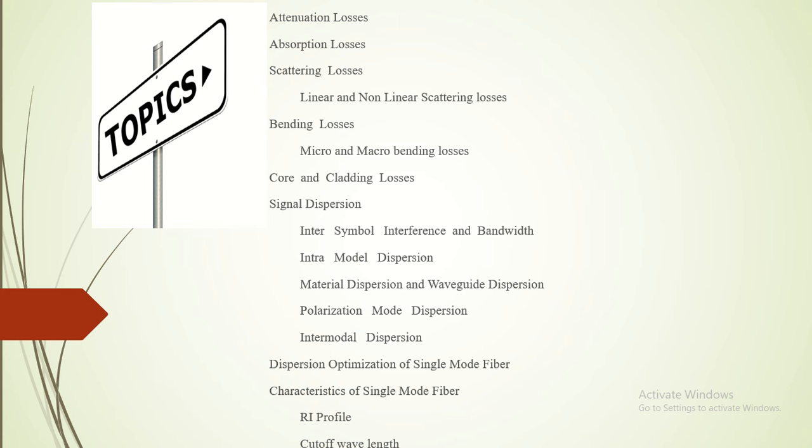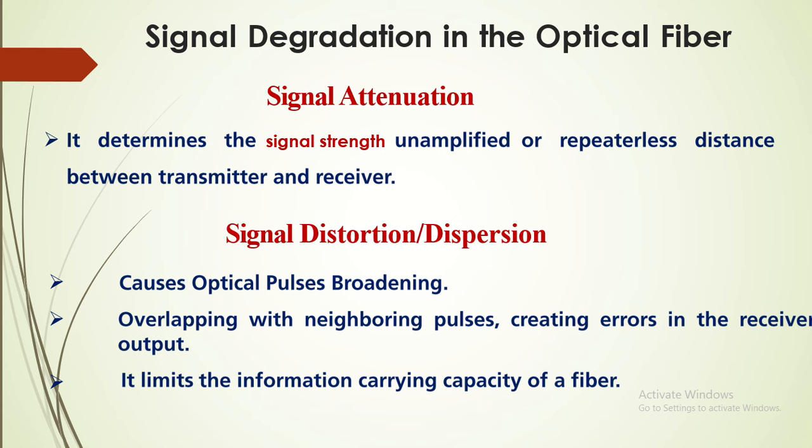So till now we have seen what attenuation is and the three major factors that cause attenuation. Under this we have seen absorption loss, scattering loss and bending loss. And today we are going to see about signal dispersion, or we can say signal degradation in the optical fiber.